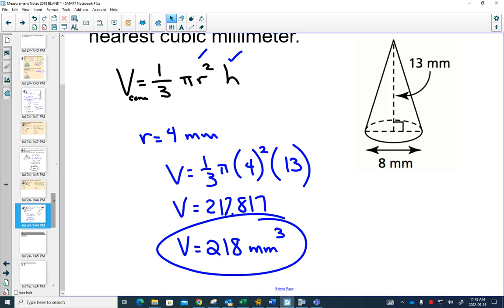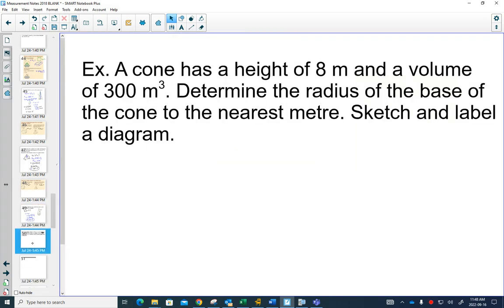And our last question. A cone has a height of 8 meters and a volume of 300 meters cubed. Determine the radius of the base to the nearest meter. Sketch and label a diagram.